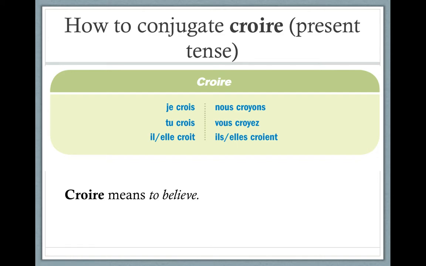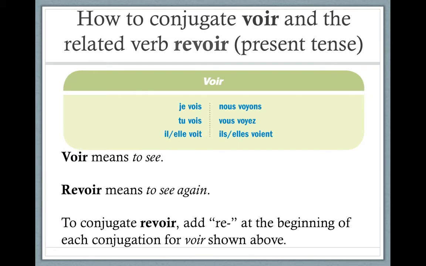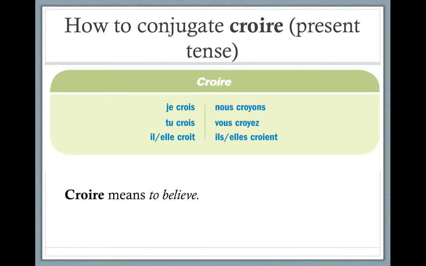So take a second to go back and look at your notes for this slide, voir, and try to see what similarities you can see. So for both, we have the IS, IS, IT, ONS, EZ, ENT at the end. Some of the similarities go a little bit further even, but even if you just remember those endings, that will help a lot for remembering the conjugation for these.